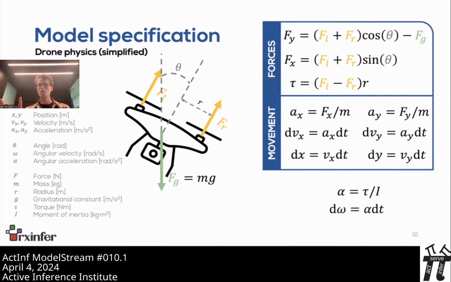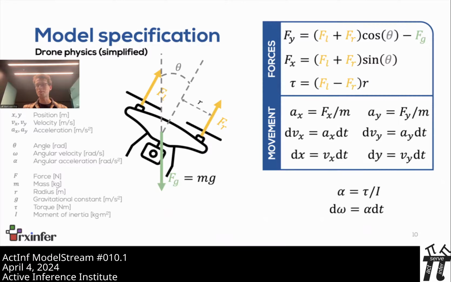Similarly, we can also compute the angular velocity, so omega, because a small increment in this angular velocity will be our angular acceleration times a small fraction of time. So integrating over the angular acceleration will give us the angular velocity.